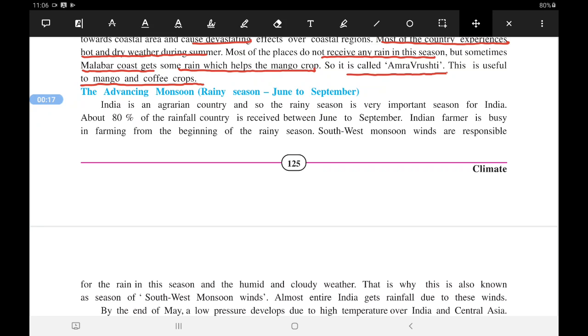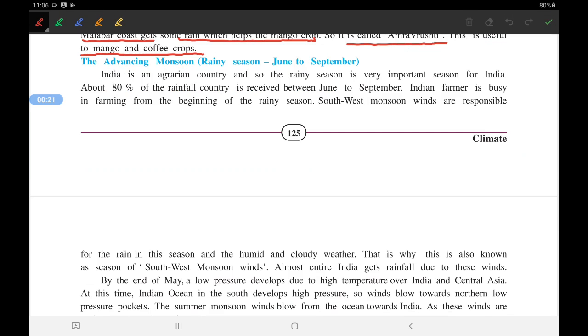Today we are going to study about the advancing monsoon, that is the rainy season, June to September. India is an agrarian country, so the rainfall season is a very important season of India. About 80% of the rainfall is received between June to September. India is an agrarian country, meaning dependent on agriculture a lot, and 80% of rainfall is received between June to September. The Indian farmer is busy in farming from the beginning of the rainfall.